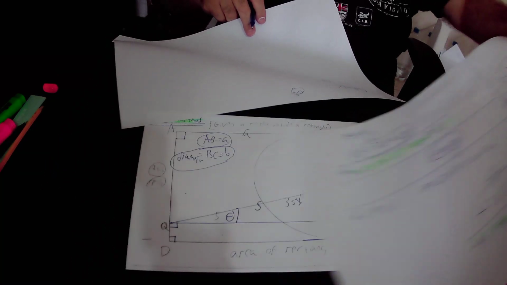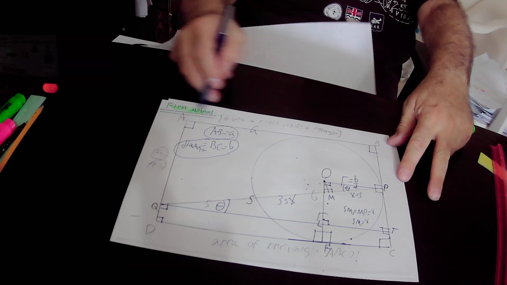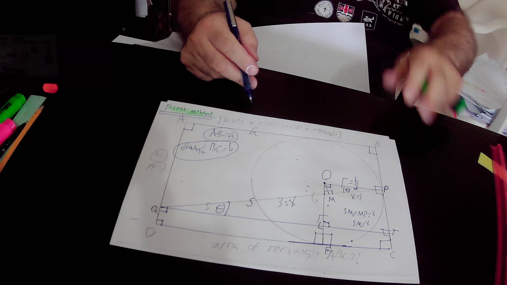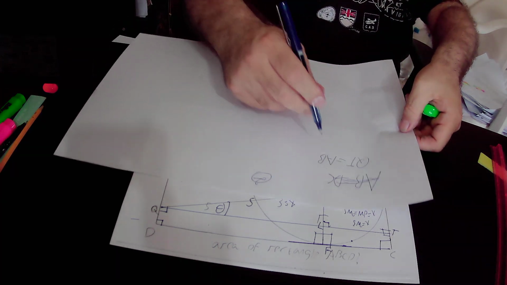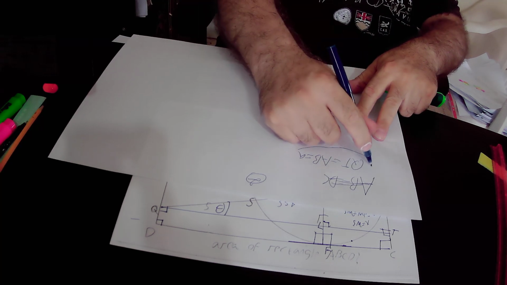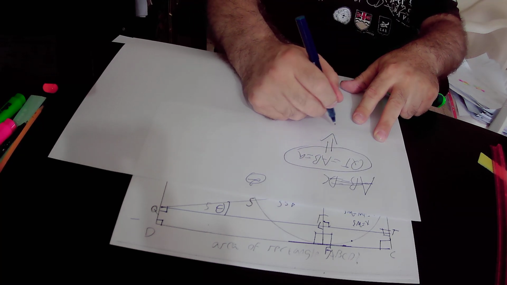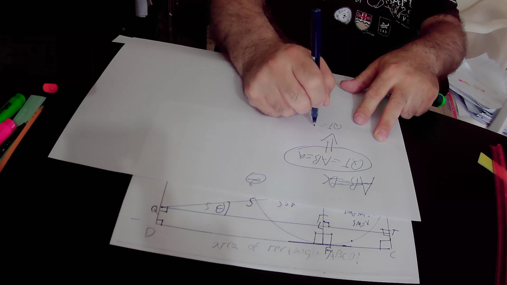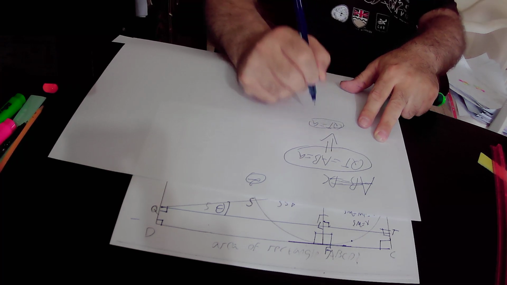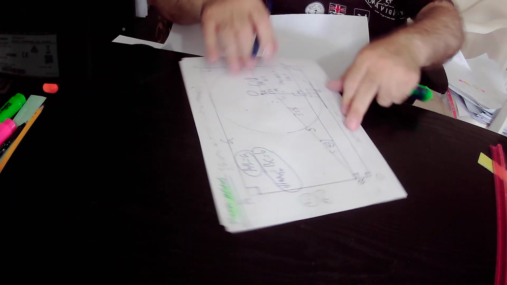But according to our definition, side AB equals A. So I can write here that side AB equals A. And from this equation, QT equals AB equals A, we derive that QT is also equal to A.